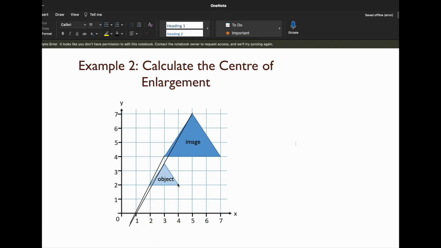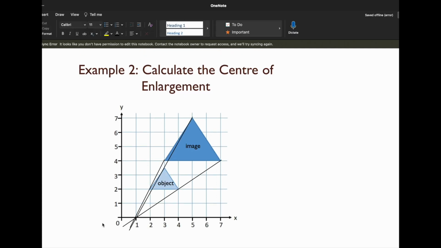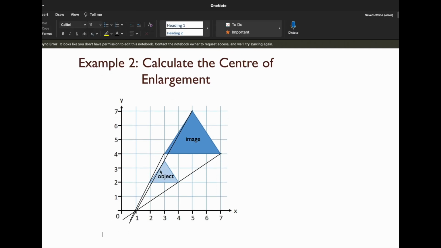Now what about this one? Where would the corresponding point be for this guy here? 7, 4. Excellent, 7, 4. So right here, we go through here, and we connect. All right.